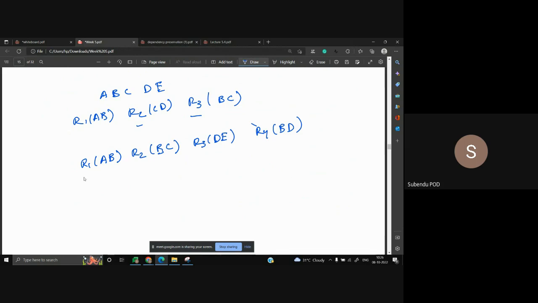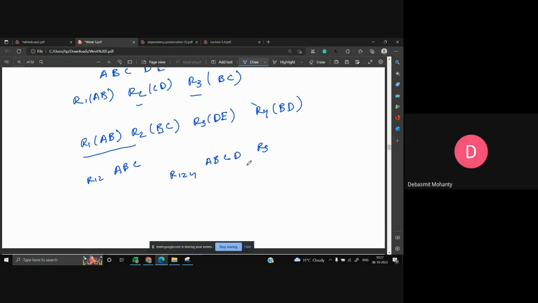We have to find R1, R2 first. Then R1, R2, what will we get? A, B, C. Assume it's a key. Then B is the common attribute in the R4 table. So R1, R2 and R4 gives A, B, C, D also. If the common attribute is a key, then we can proceed with R3. So you have to see the common attribute. We wanted to create a situation where it's not really sequential.